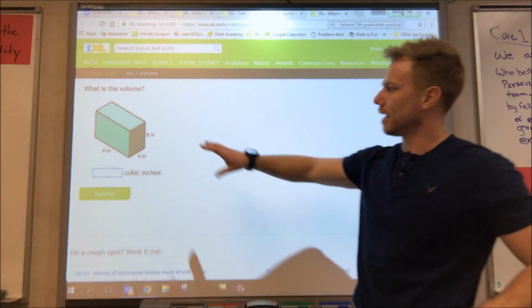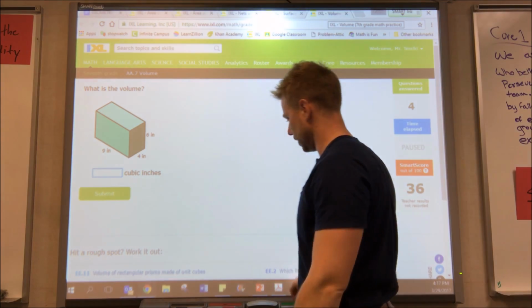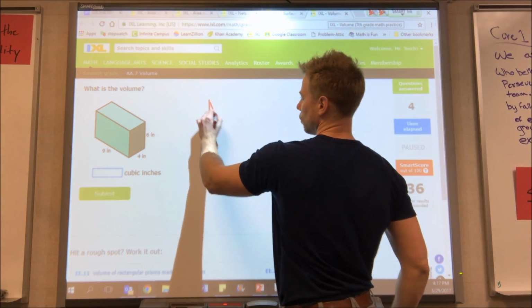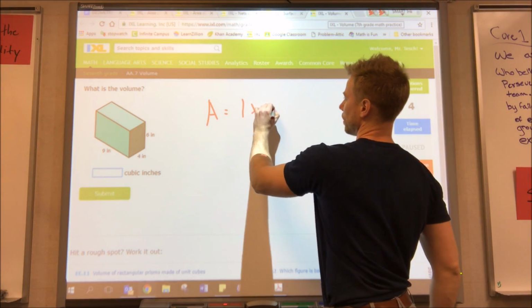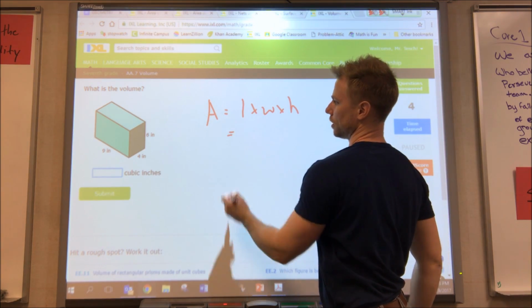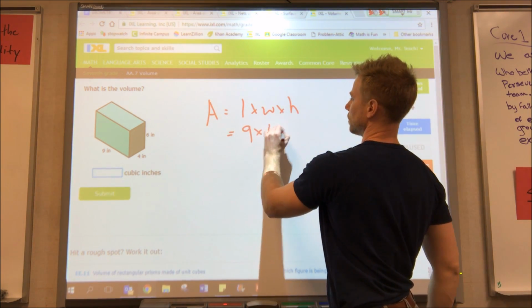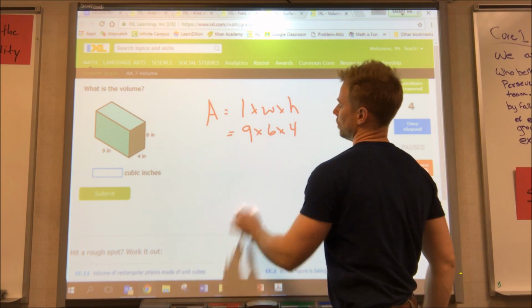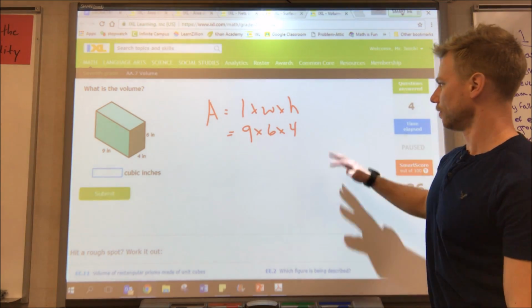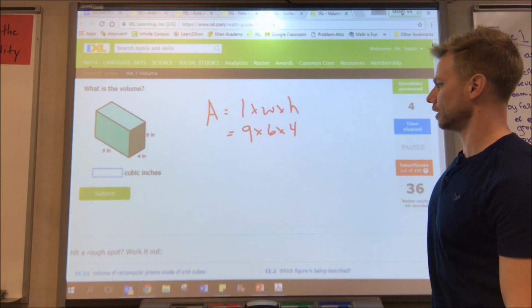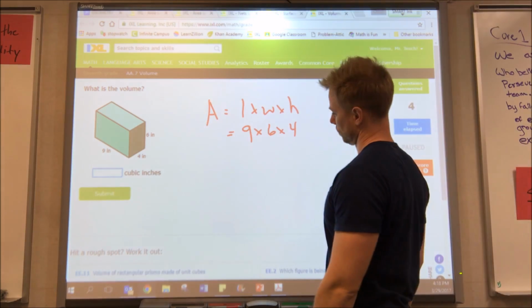Okay, volume. We have a rectangular prism. So like we talked about in the instruction, we just do length times width times height for these. So we do 9 times 6 times 4. So 9 times 6 is 54. 54 times 4 is 216.